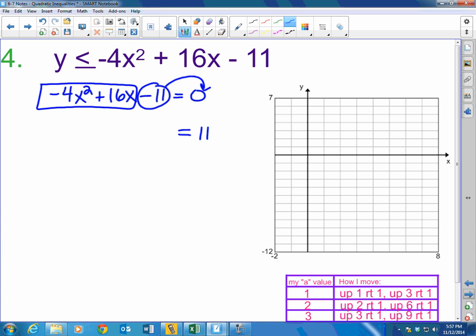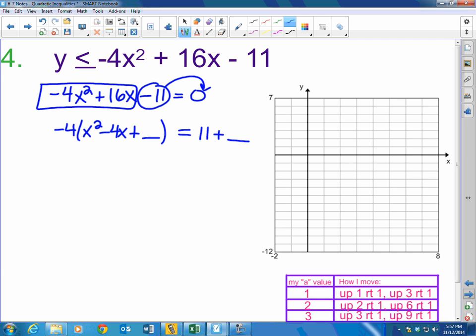On the left side, I need to leave all of my x's, but I need to factor out a negative 4 because my a value needs to be 1 to complete the square. So I will factor out a negative 4, and then I will have x squared minus 4x, because negative 4 times negative 4x gives me positive 16x. And then I need my blank in there, and of course you need your blank on the other side.